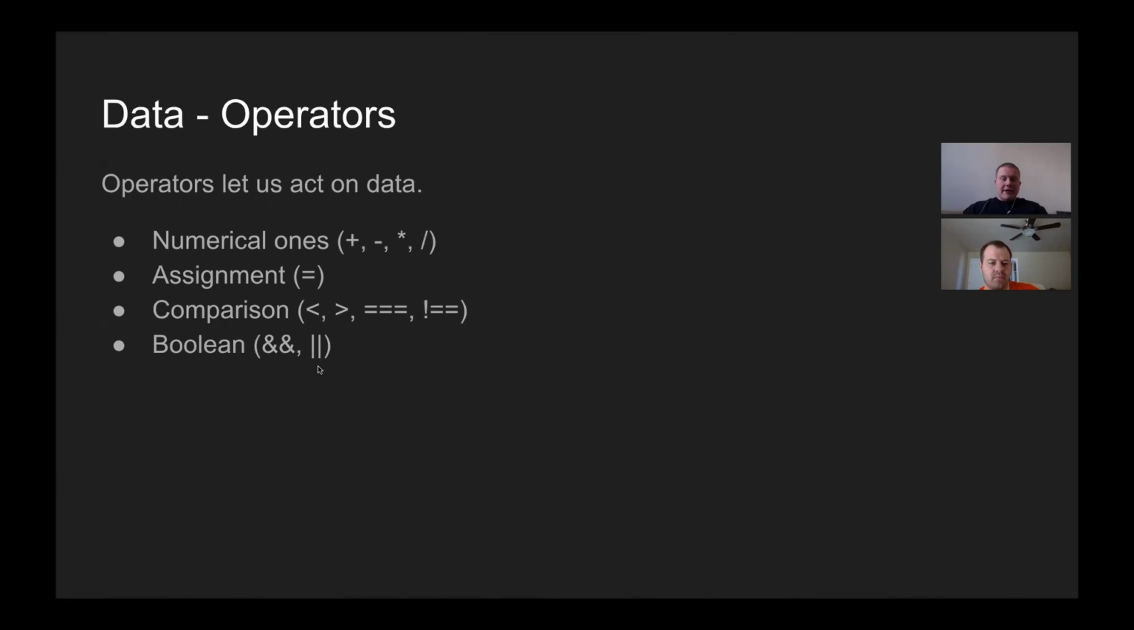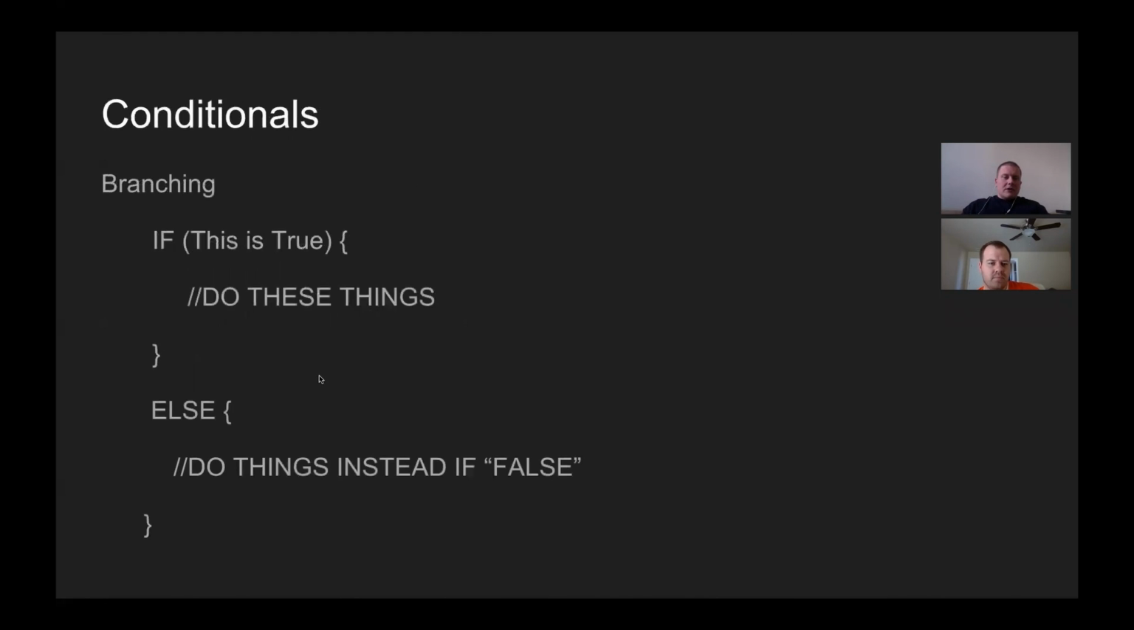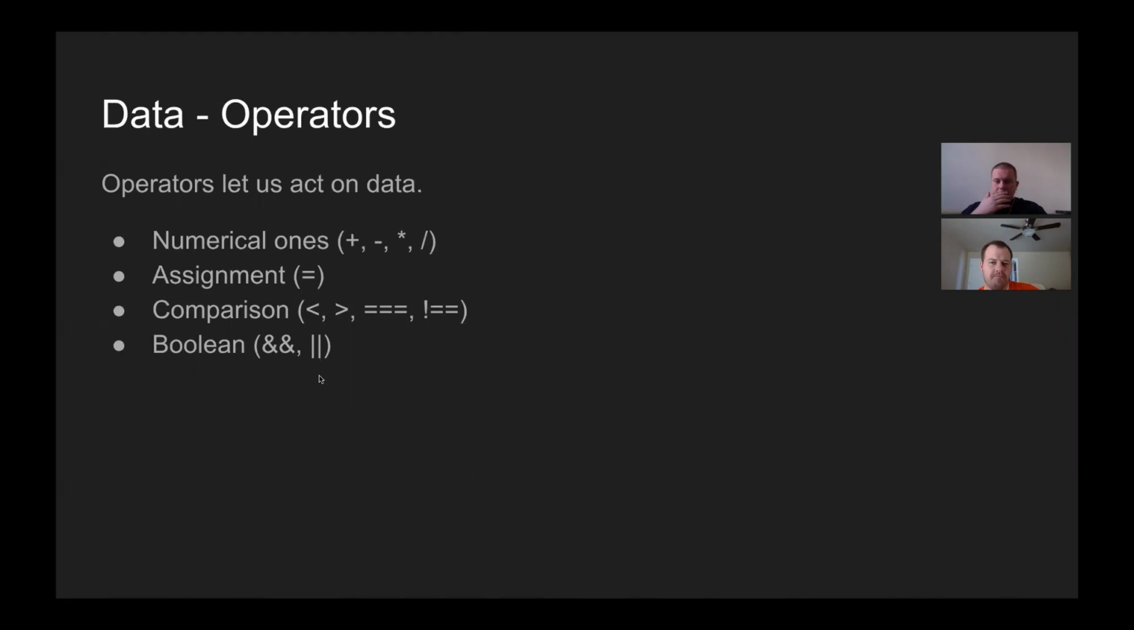And then there's Boolean, which is Boolean logic, and I don't know if we'll get into that. But there are lots of operators in JavaScript, like 35 or 40. Any questions on operators?